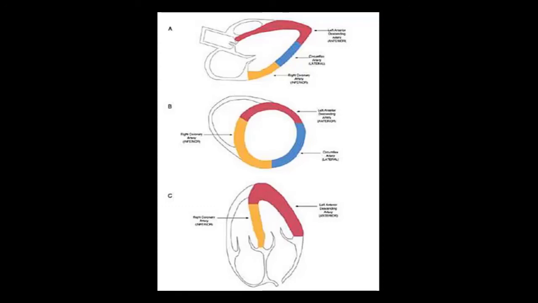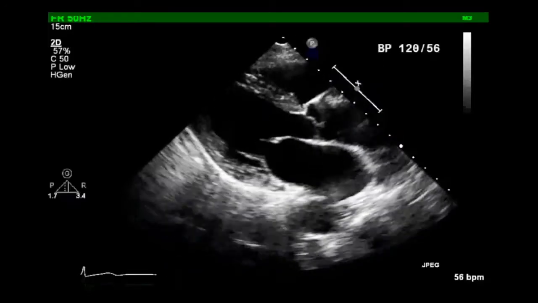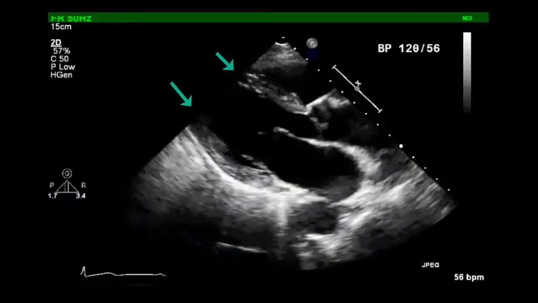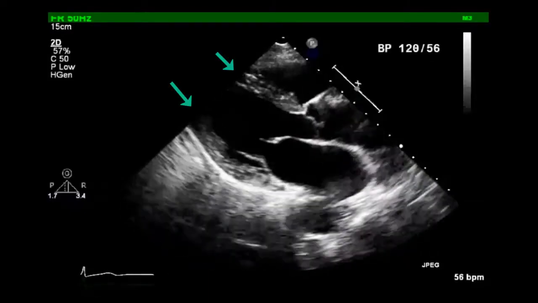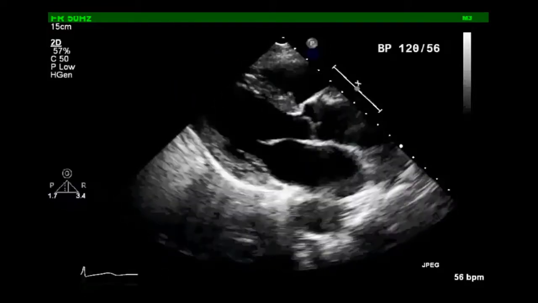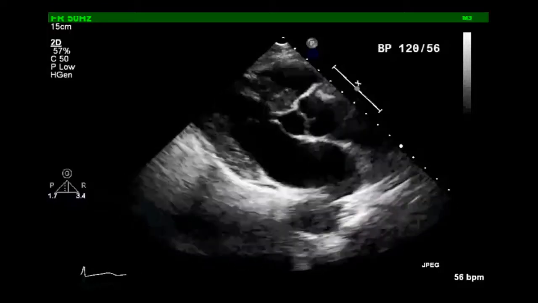When assessing the LV, we can look at global and regional function. The LV walls should be assessed for wall excursion or motion and thickening of the walls in systole. RWMAs can be described as hypokinesia, akinesia, and dyskinesia.